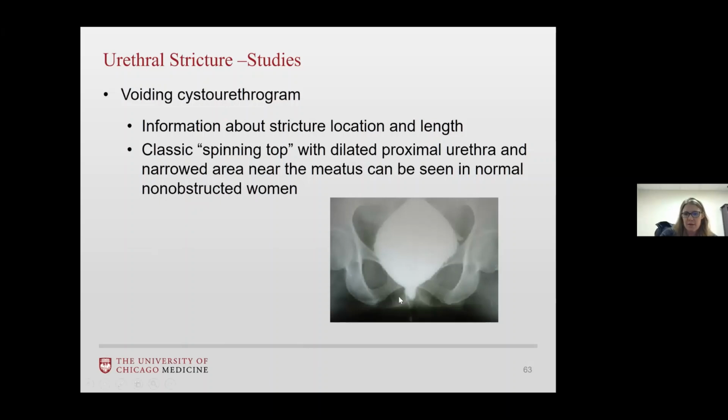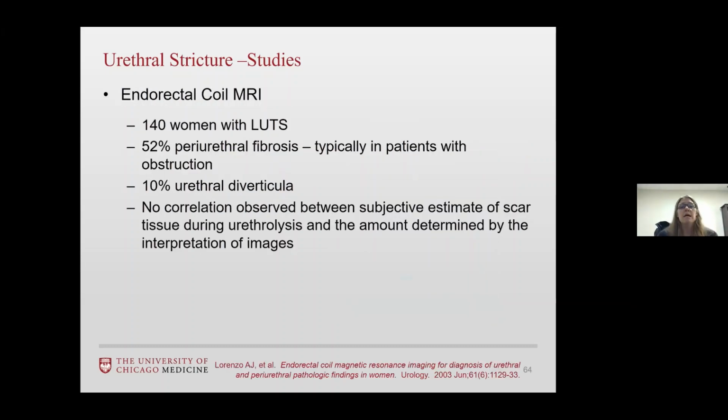Let me see if there, you go. You get this spinning top here, this dilated proximal urethra, and then this narrow area here. Now, if no contrast goes past, obviously it's a very bad stricture, but unfortunately you can see this in normal women as well, and it just makes getting an idea of the stricture location and length that much more challenging.